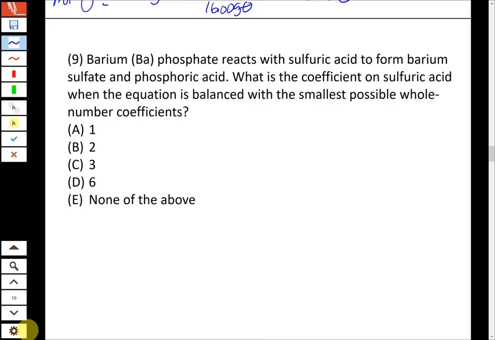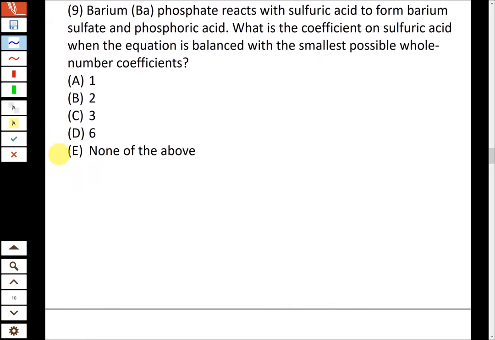This would just be a standard one where we describe a chemical reaction to you, and you need to produce the equation and get the correct coefficients. Barium phosphate reacts with sulfuric acid to form barium sulfate and phosphoric acid. We want to know what is the coefficient on sulfuric acid when the equation is balanced with the smallest possible whole number coefficients.